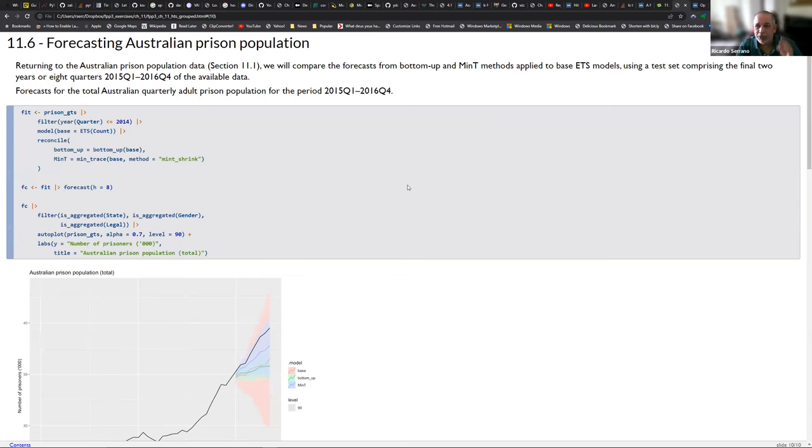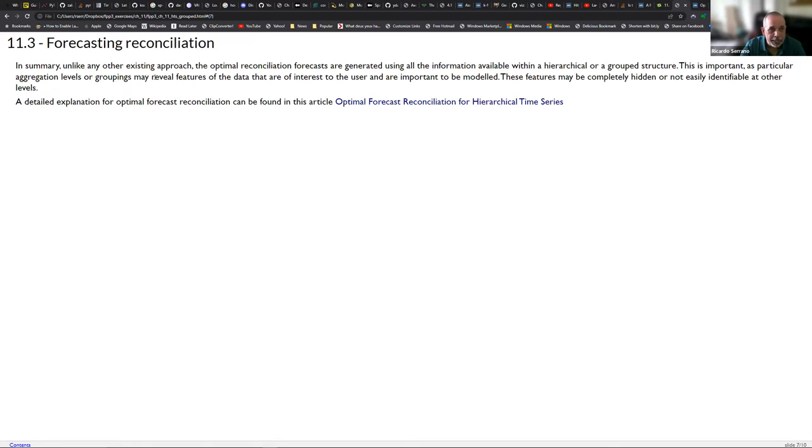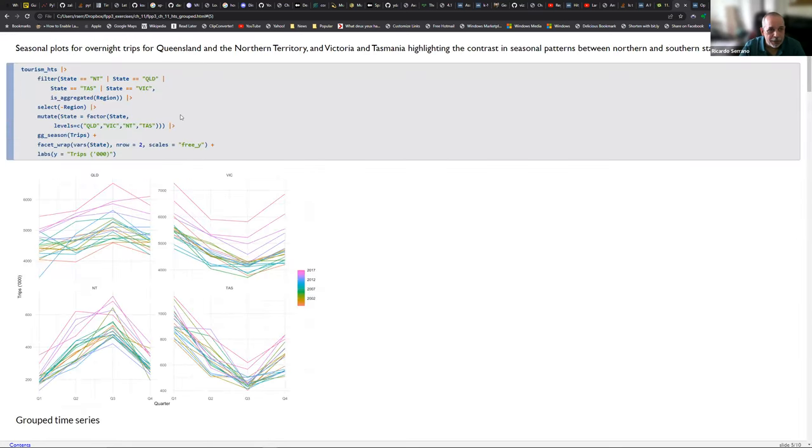Now let's go forward to the prison population, because we did our EDA. Now we're going to do some forecasting using the same methods that we did with the tourism. We're going to use the ETS model as our forecast algorithm, and then we're going to do the bottom up and the MinT. So we get the prison GTS, which we already got from an aggregation before. Let me give you that. So it's not magic.